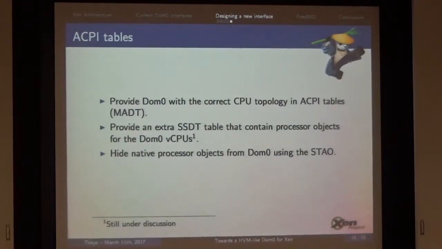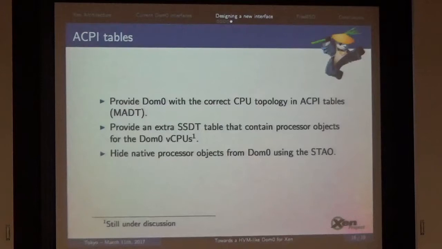That allows us to get rid of all the hypercalls in order to detect CPUs at boot time. And then there's something in the ACPI spec that tells you that if you provide CPUs' local APIC entries in the MADT, you also need to provide processor objects. So we are going to add an extra table to the ACPI in order to contain the processor objects that match the MADT objects that we provide to DOM0.